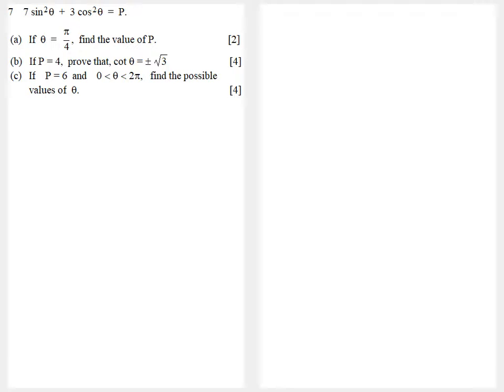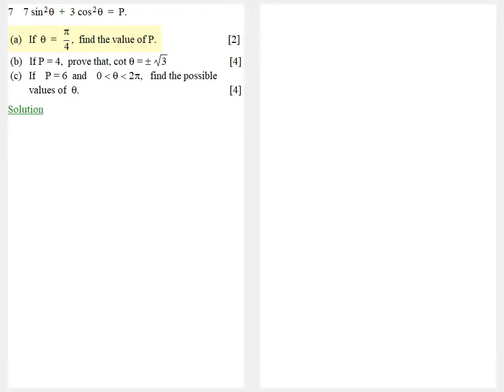Jessore, 2017, Higher Mathematics, question number 7. In question number 7, we're told 7 sine squared theta plus 3 cos squared theta equals p. In part A, we're asked, if theta equals pi by 4, find the value of p.